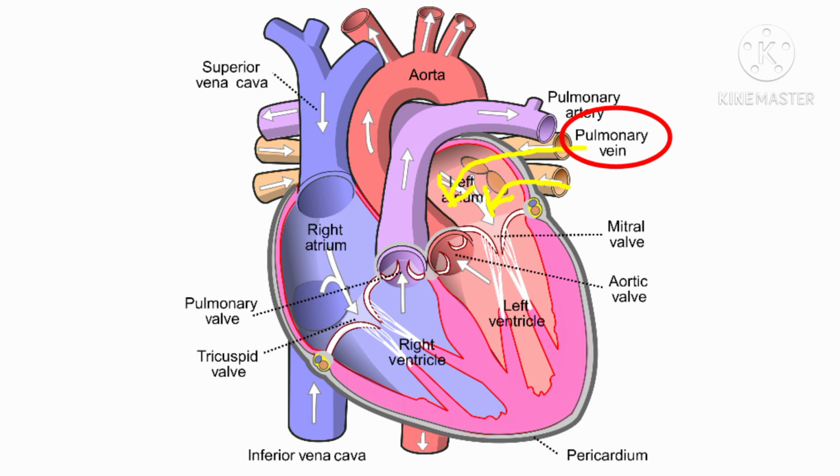From here, the blood flows into the left ventricle through an opening. The left ventricle pumps oxygen-rich blood to every part of the body through the aorta. This aorta is the largest artery in the body.